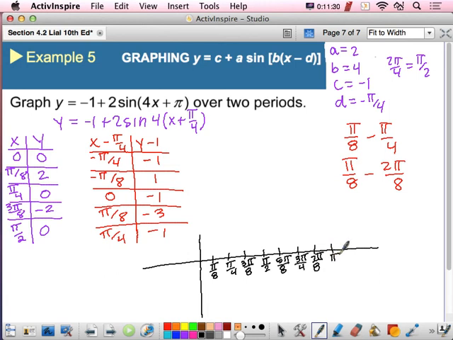Then we need a few negatives. So we need negative pi over 8 and negative pi over 4. So that's -2 pi over 8. Okay. We need to go up to +1 and down to -3. 1, -1, -2, -3. Okay, let's put those red dots on. Negative pi over 4, -1. Negative pi over 8, +1, right? 0, -1. Pi over 8, -3.